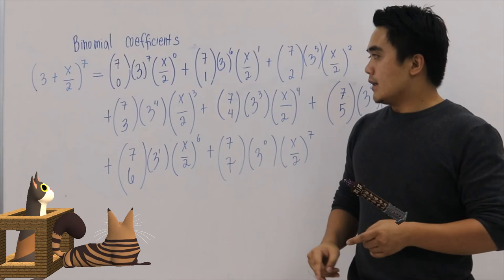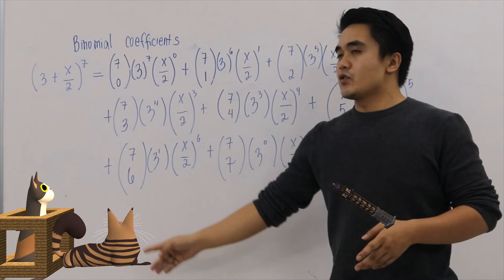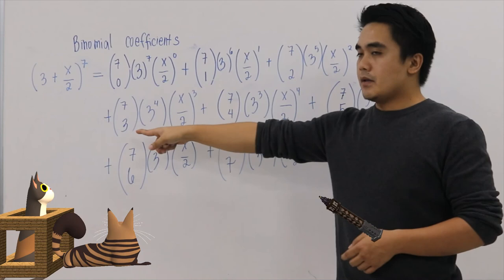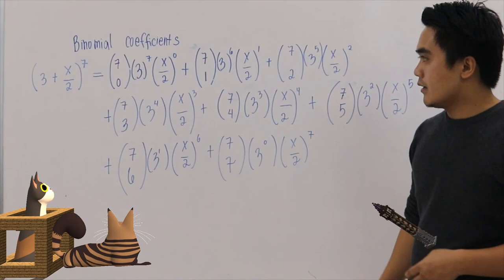And then the next step is, of course, to simplify, so you can get your calculator and start simplifying. Remember that this is 7 combination 0, 7 combination 1, 7 combination 2, 7 combination 3, sorry, 7 combination 4, and so on. And then simplify.